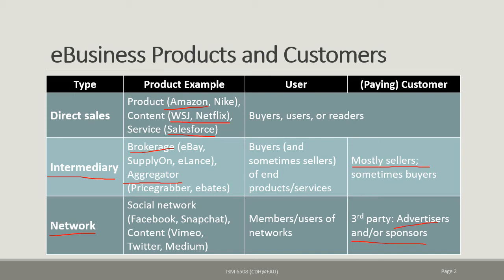So the network product has to make sure that the users are happy so that they get a lot of users, but probably even more important, they have to make sure that the advertisers and the sponsors are happy because those are their paying customers.